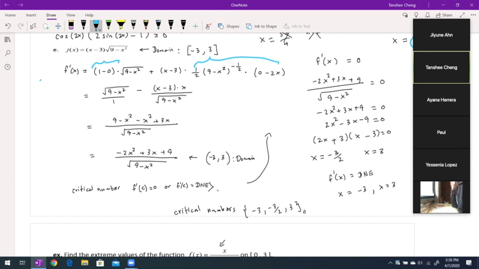And this derivative function, since the denominator is square root of 9 minus x squared, we know that this derivative function is also defined only on negative 3 to 3. Okay? Negative 3 to 3. So we know that the critical numbers happen when f prime of c is equal to 0. So that's always an easy part for you to find out.